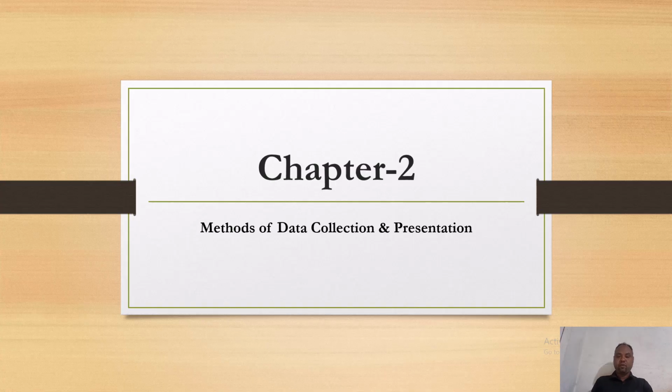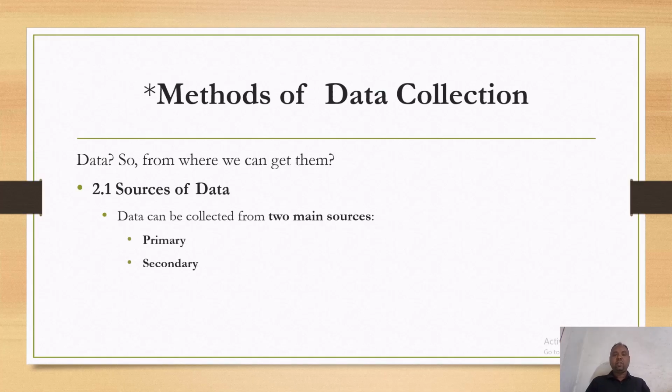This second chapter of our course talks about two parts in general. One, methods of data collection, and second, methods of data presentation. Let us begin with the first part, which is about methods of data collection. We know that data is the raw material of statistics. So the question here is, where can we get it and how can we get it?